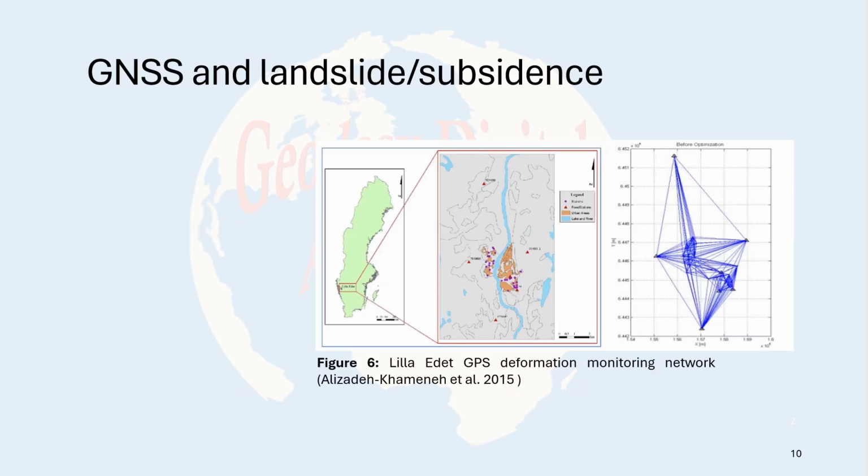Natural hazard warning systems. Here is an example in a place called Lilla Edet, a small city in the western part of Sweden. You see there is a river here, and this area is always at risk of landslide because it's so humid and close to water. And here you observe a GNSS network for monitoring the deformations due to a landslide. We have had a project working on optimizing this network with my former student here.